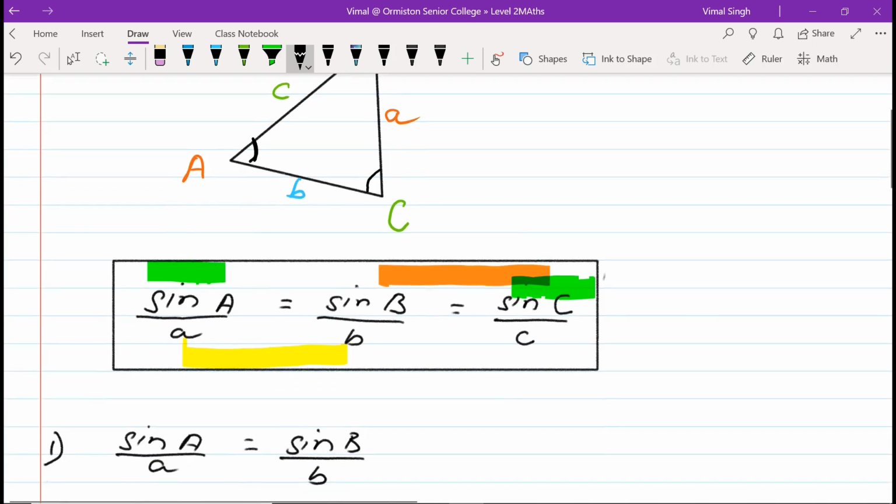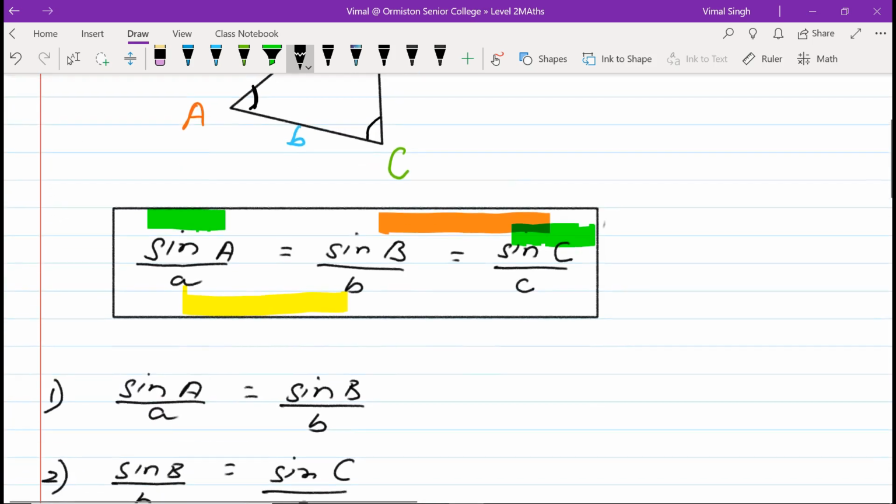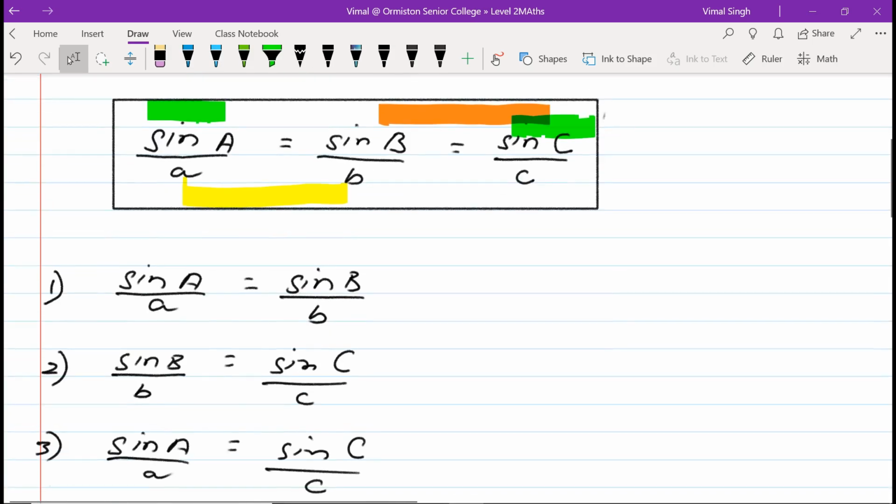And you must be wondering how on earth we can use those three rules together. In fact, you only use them in pairs, you don't use them in threes. I've written down over here that you could use them like this: sine A over a is equal to sine B over b, which I have highlighted in yellow. And sine B over b is equal to sine C over c, highlighted in orange. And the last pair could be sine A over a is equal to sine C over c, and that is in green.